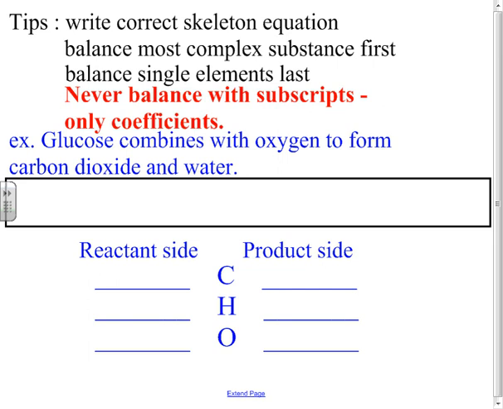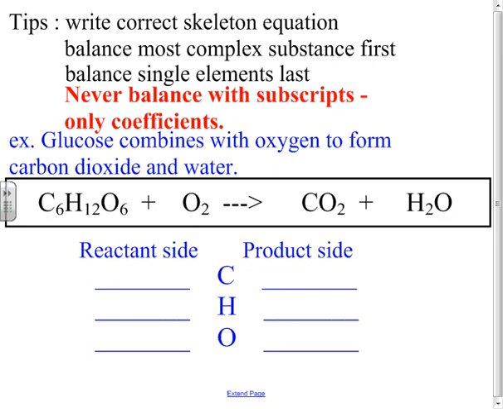So glucose combines with oxygen to form carbon dioxide and water. First thing you want to do is write the correct skeleton equation. If you can ever not balance an equation, it's probably because you've written a reactant or product incorrectly. So this is the correct formula for glucose. Oxygen, remember, is diatomic, and a combustion reaction is going to form carbon dioxide and water. So let's balance the glucose first. Again, that's the most complex. It's got the most parts to it and the most different kinds of elements.